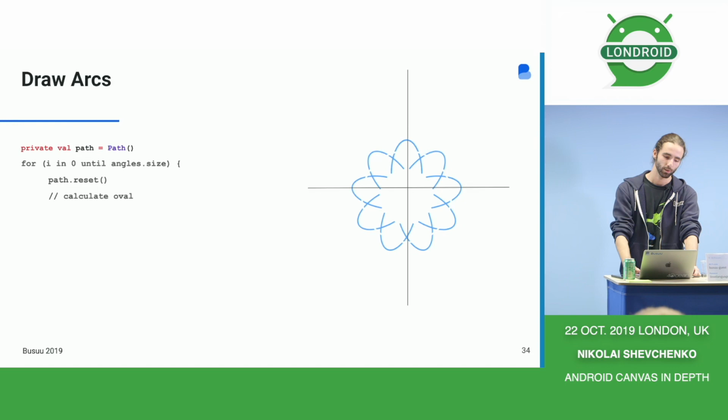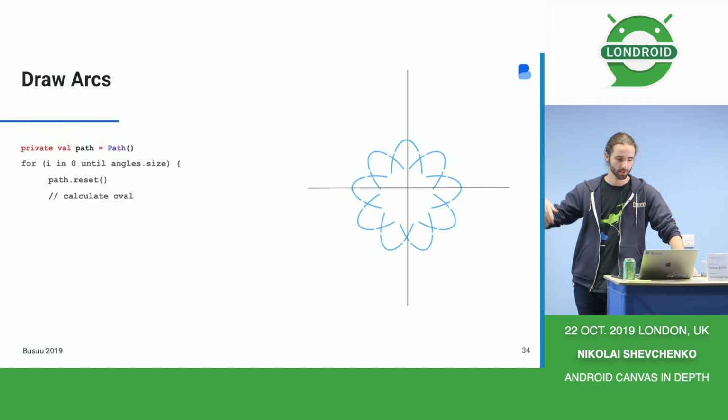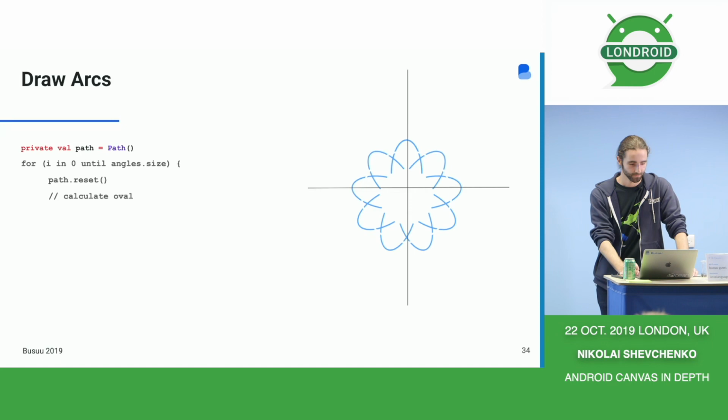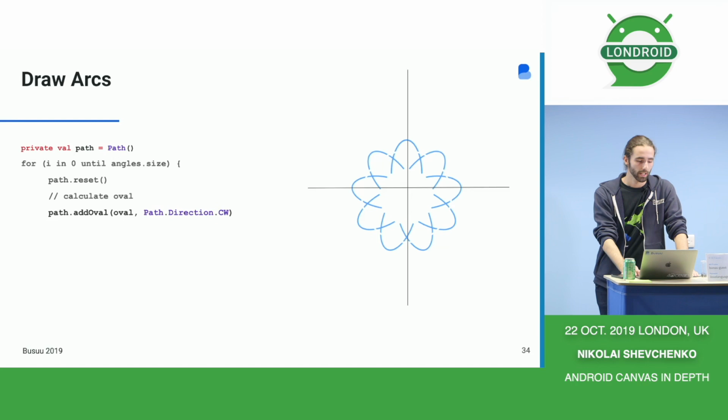So the fact that we always have a button on top of this shape, it's going to cover all of the ovals that are underneath. It doesn't sound very optimal, but we'll find out later that it doesn't really matter. Let's continue here. We create our oval. We'll have a look at how we can create that oval. And we add it to the path.